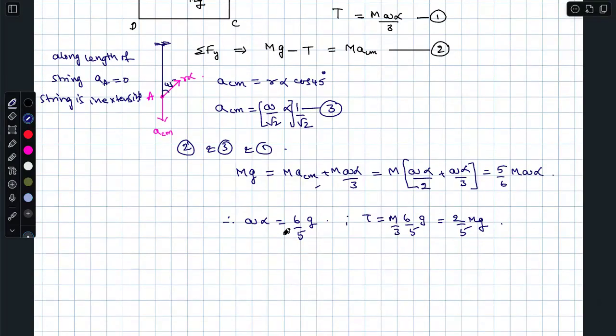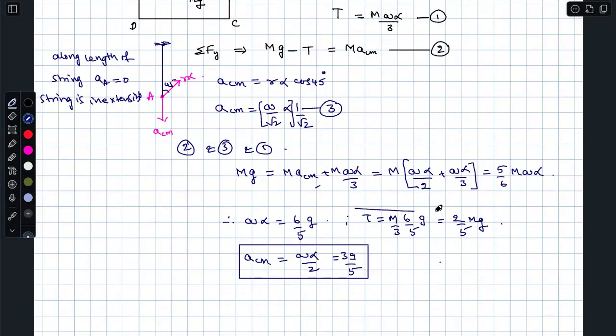I have given you everything. You know ACM also. ACM is A alpha by 2. Now what is A alpha? 6g/5. Now A alpha by 2 is 3g/5. Please try to understand. I have given you ACM. I have given you tension. And I have given you alpha. All.